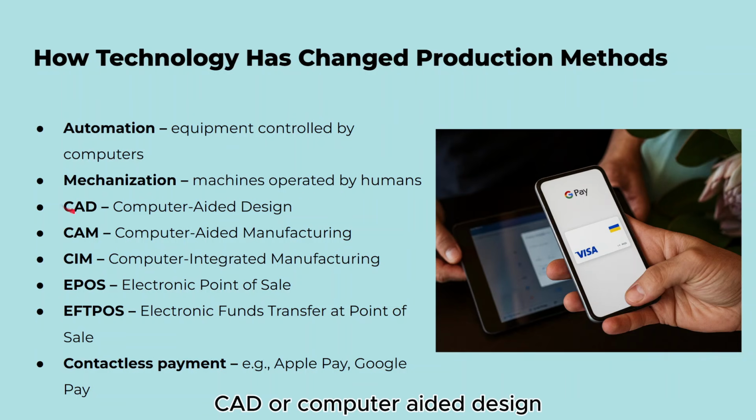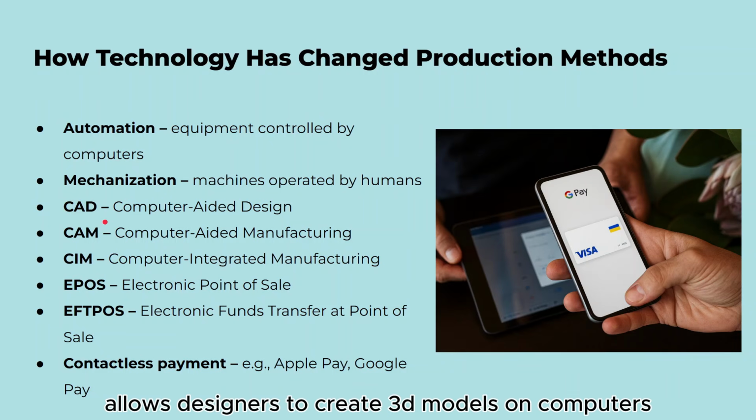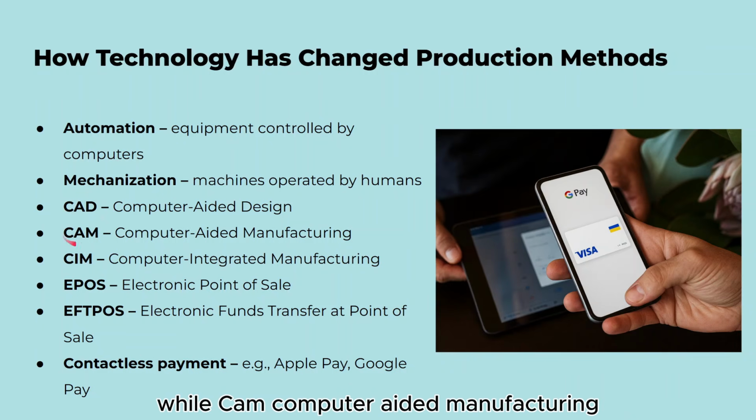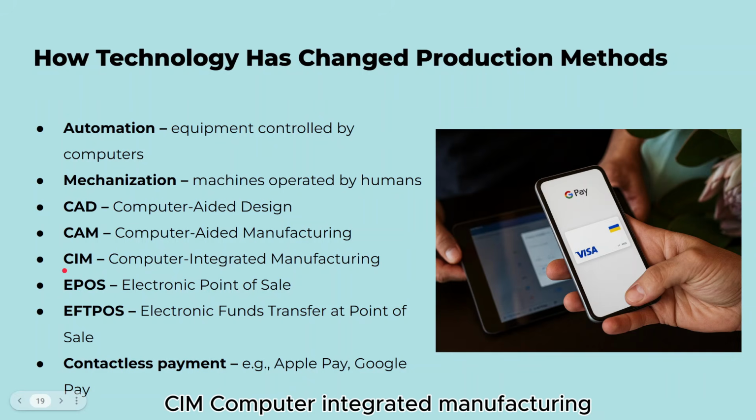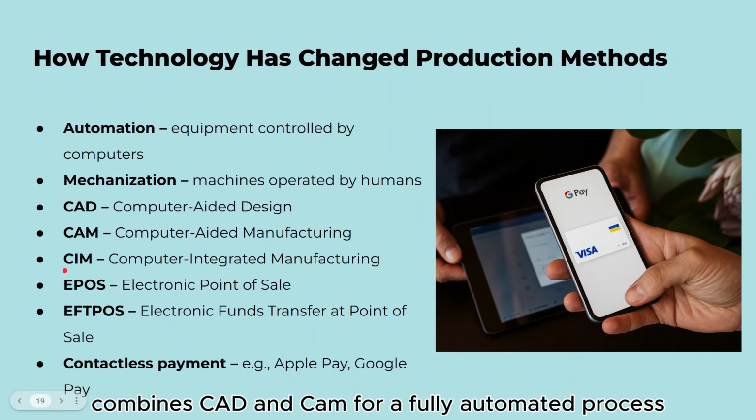CAD or computer-aided design allows designers to create 3D models on computers, while CAM, computer-aided manufacturing, uses machines to produce those designs. CIM, computer-integrated manufacturing, combines CAD and CAM for a fully automated process.